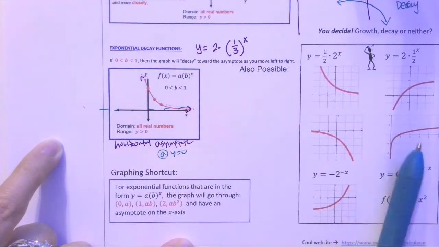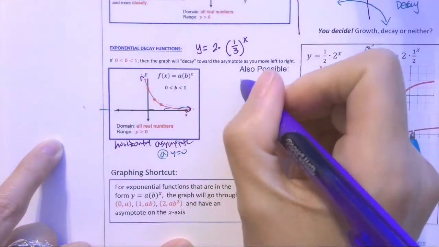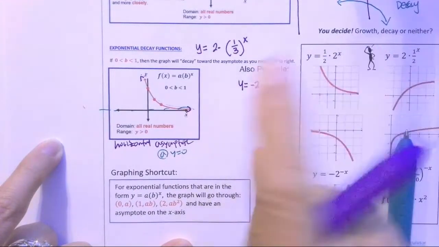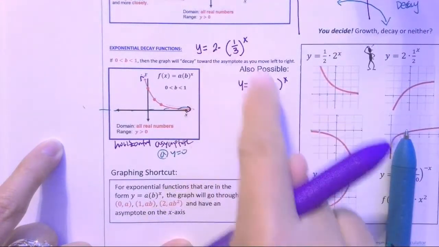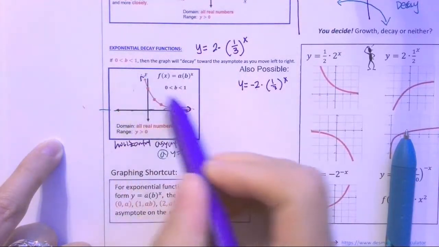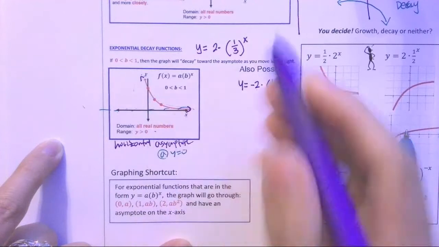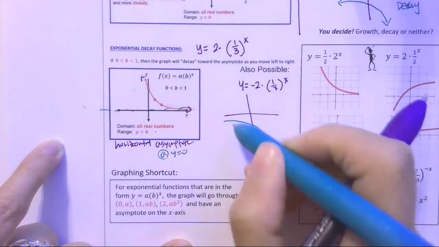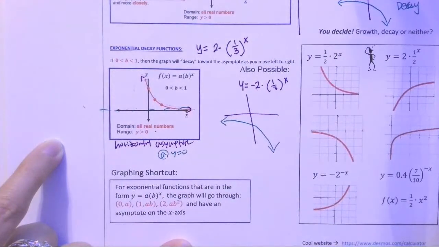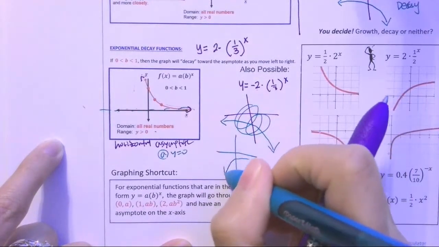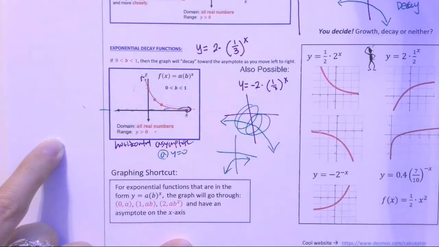Okay. What else is possible? I'm going to give you an example. y is equal to negative 2 times 1/3 to the x power. Comparing these two together, do you see that the negative is in the front? That means I'm going to take this function and reflect it over the x-axis. So it's going to come to the bottom. It looks like this. So that is possible as well. Oh, what am I doing? I drew it wrong. Sorry. It's going to look like this. There you go.